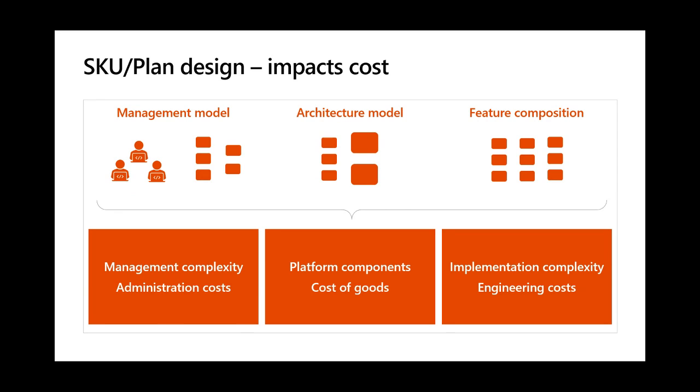So the way that I organize my framework is that there's the management model. The management model dictates how you deploy, who's going to deploy it, and how you're going to operate it. So the management model also determines the management complexity and administration costs. What's the skill set that I'm expecting from my operations people to operate this thing in the long run? The architecture model, on the other hand, determines what the solution looks like, and it dictates the underlying platform components you're using, which is basically one of the most important components of your cost. So the cost of goods coming from the platform components is going to be the major driver for your pricing strategy.